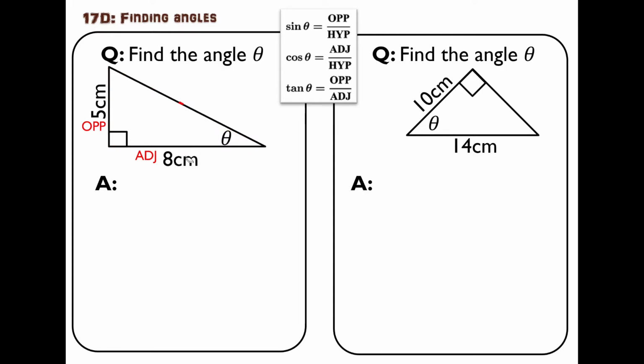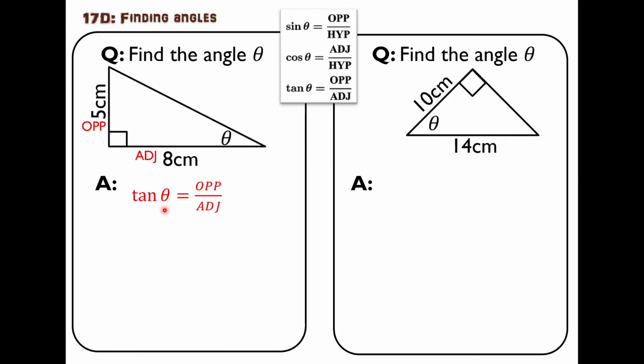Cool. All right. So, we want a formula that links this length and this length and this angle, so it will have opposite and adjacent. Which formula has opposite and adjacent? It is tan theta. So tan of this angle is 5 over 8. Let's write that formula down. Tan theta equals opposite over adjacent.